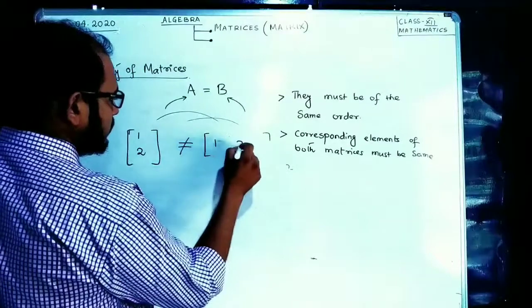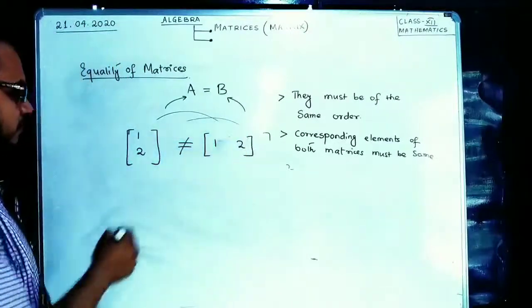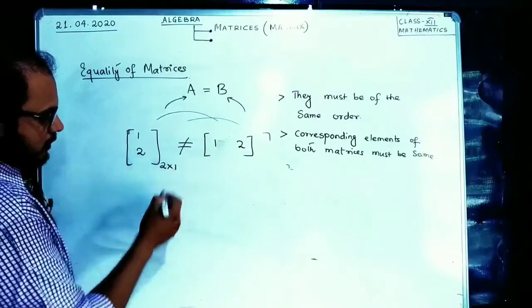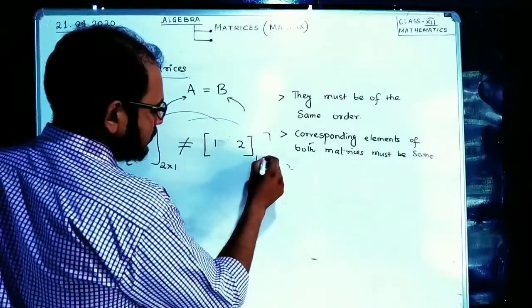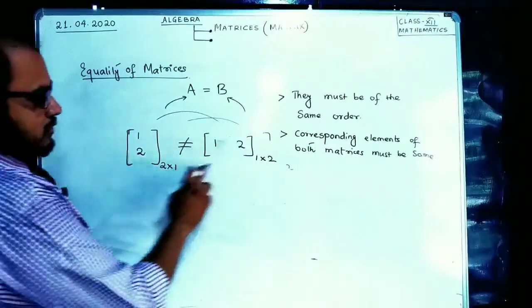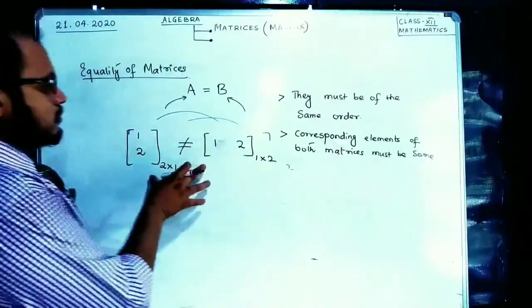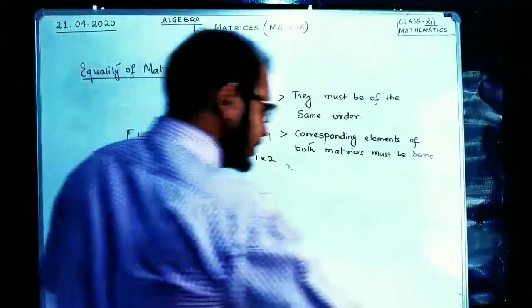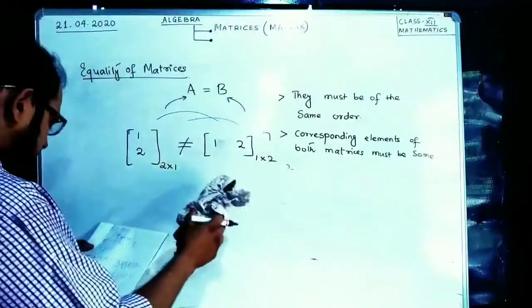1 2. The reason is that it has how many rows? 2 rows, 1 column. And the other? 1 row and 2 columns. See, the order is not the same. Here it is 2 by 1, here it is 1 by 2. So these two matrices cannot be equal. So that's why we cannot say these two matrices are equal.